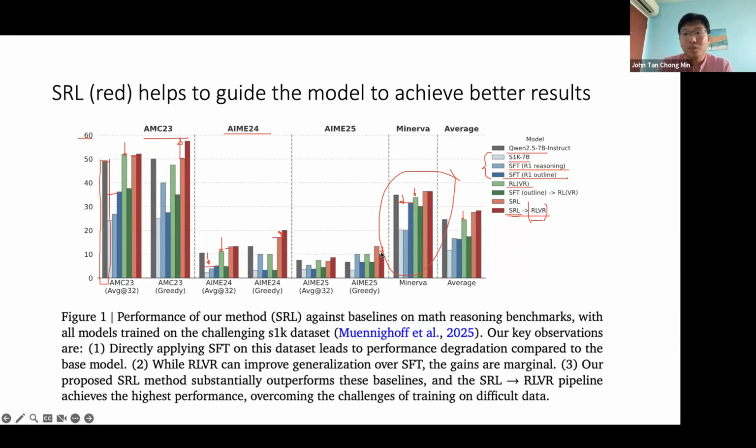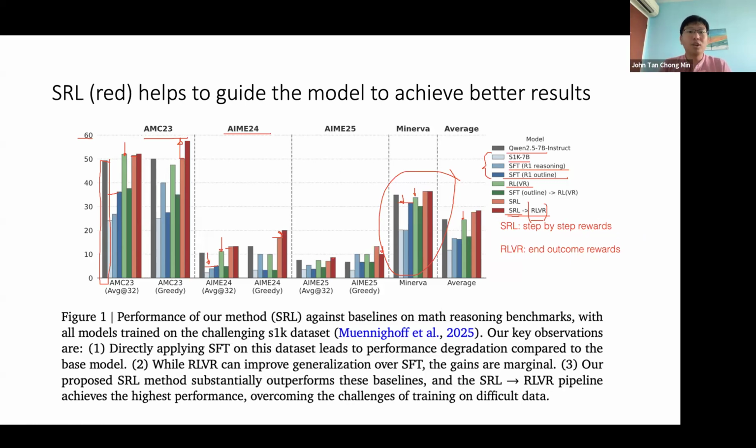Let me just rephrase this. SRL is step-by-step rewards, but RLVR, reinforcement learning with verifiable rewards, is only end outcome rewards. So you only get the reward if you get the answer correct. So there's some benefit of doing step-by-step rewards, and then after that throwing you in the deep end and only giving you the reward right at the end.